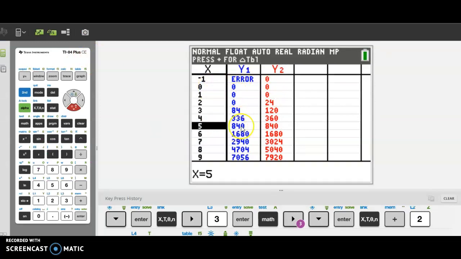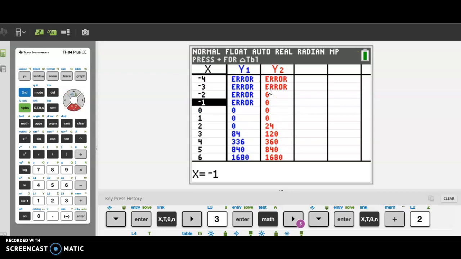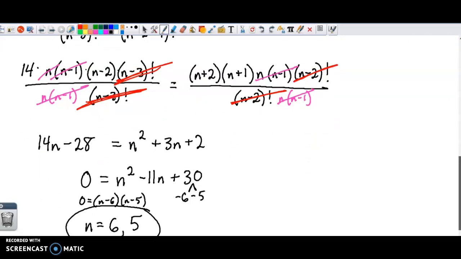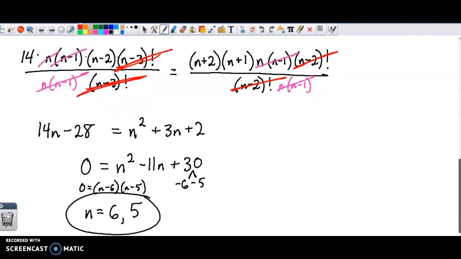They shouldn't be. But you can see now that 5 gives me the same y value and 6 gives me the same y value. So those are the two answers I want. I wish I had a better answer for why these answers are showing up. They should say error, but there might be some programming issues with the calculator. So 5 and 6 were the correct answers. And that's just to check your work. I expect to see this work when you get to it on the test.